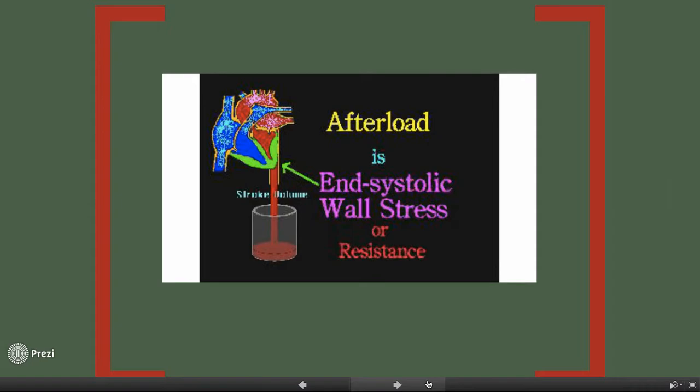Afterload. It's the force that the ventricles must overcome to eject their blood volume, the pressure in the arterial system ahead of the ventricles. It's like a resistance band. It's the rubbery band the blood must push against to get out.